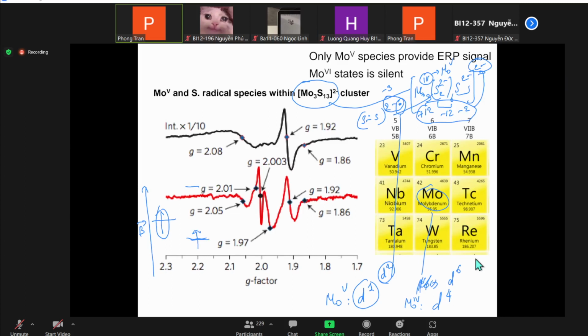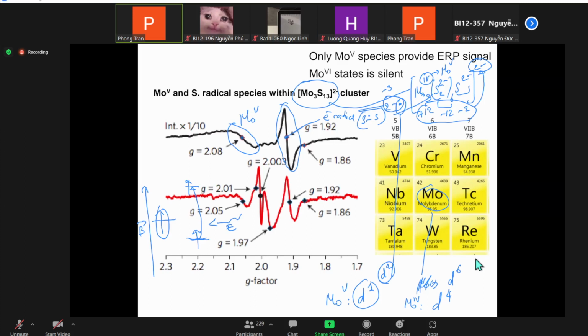So after you split like this, you apply energy from radio frequency. It will excite here, and this absorption will give you this kind of signal. Okay, so you can know here you have one electron radical like this one, and here you have Mo5.